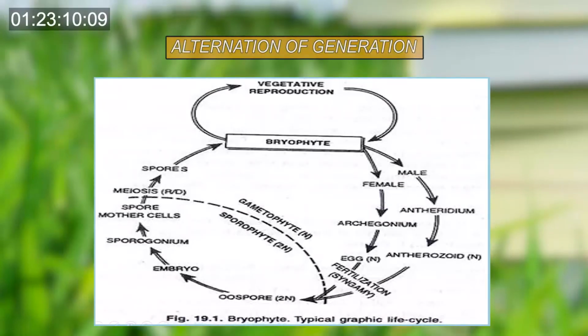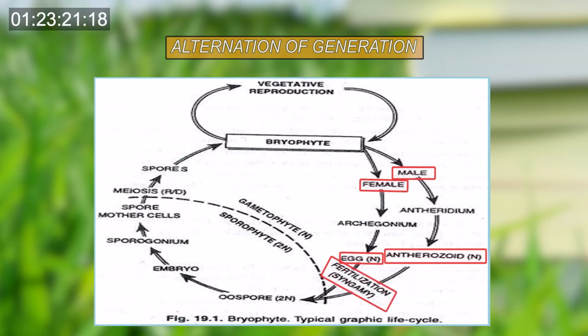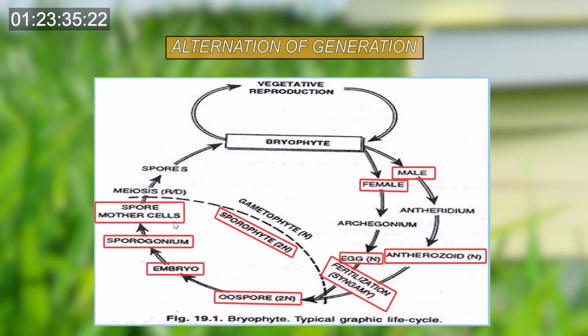The bryophytes have alternation of generation, which means that they undergo both the gametophytic and sporophytic generation within their one single life cycle. Like here in this diagram, both the male and the female gametophytes produce their gametes, which are the egg and the antherozoid, which then undergo syngamy or fertilization, and from here they produce the oospores. The moment they produce the oospore, they enter into the sporophytic generation, and from there they produce the embryo, the sporogonium and the spore mother cells.